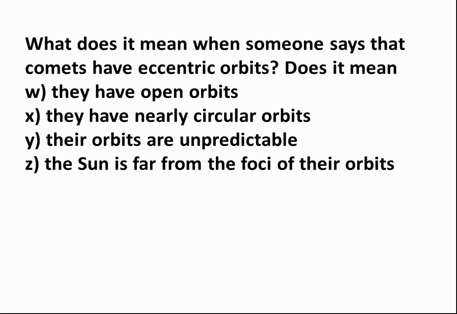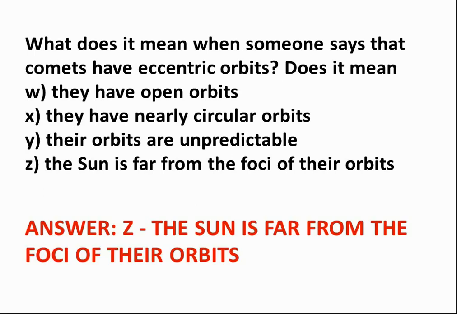What does it mean when someone says that comets have eccentric orbits? Does it mean W. They have open orbits. X. They have nearly circular orbits. Y. Their orbits are unpredictable. Z. The Sun is far from the foci of their orbits. Answer: Z. The Sun is far from the foci of their orbits.